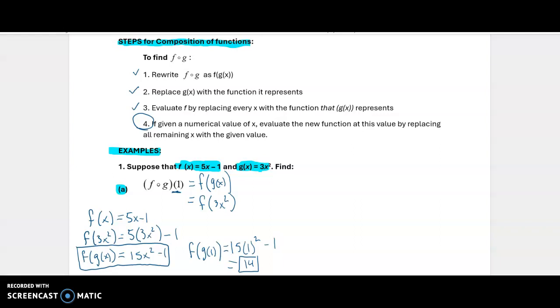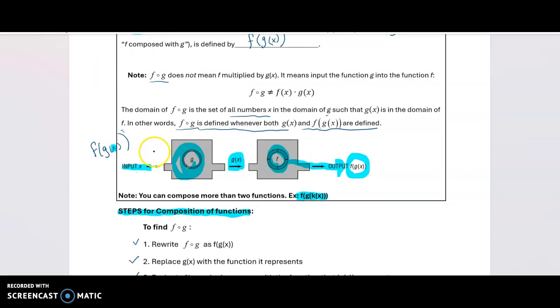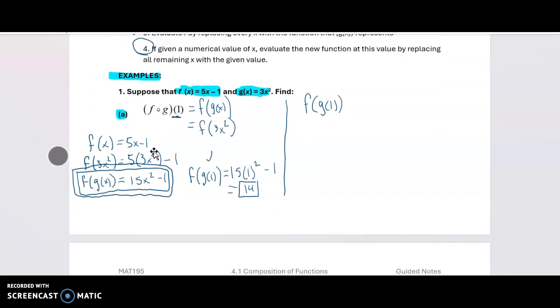We just found our answer by first composing our function, finding f of g of x, and then evaluating it at the number 1. Now, if we did not know how to compose functions already, to find f of g of 1, what we would have done is follow that model in our notes at the top, where we put the number into g first and then put our result into f of x. So I just want to show you how to do that.